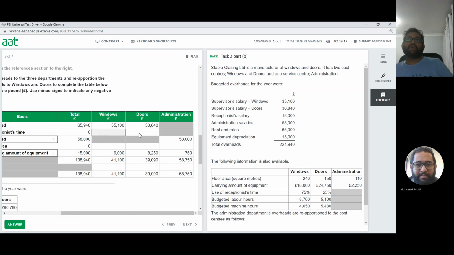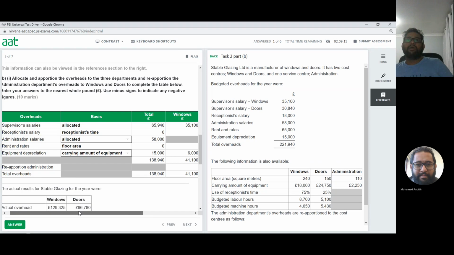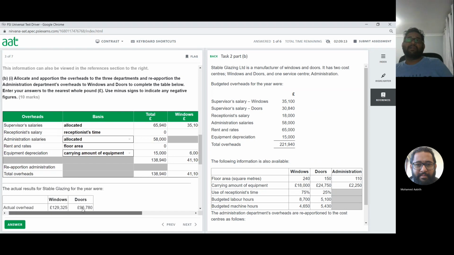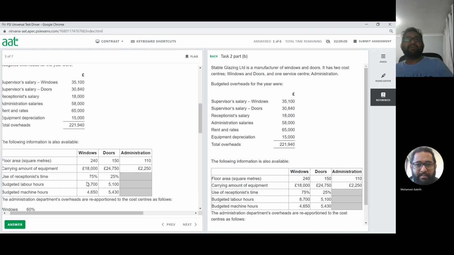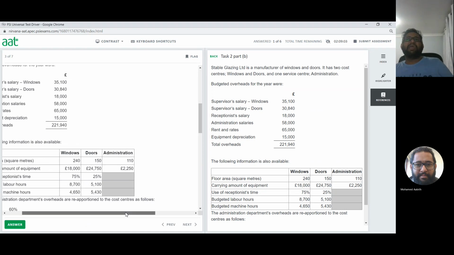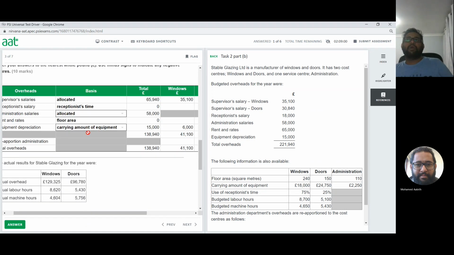Here, the total amount they're asking about is the receptionist salary. The receptionist covers 75% for the windows and 25% for the doors. The total receptionist salary is £18,000. So my first information is going to be 18,000 here, but it is already a zero there, which means we cannot do anything here. We just put the apportioned amount here and it will give you a total of £18,000.